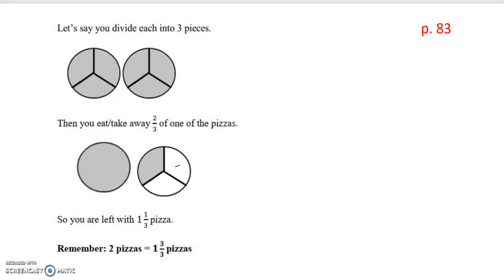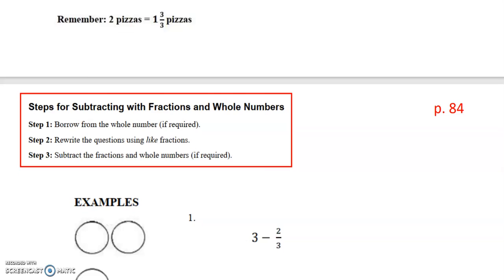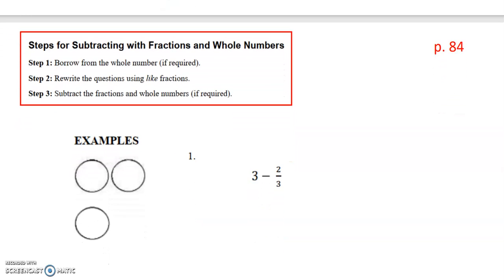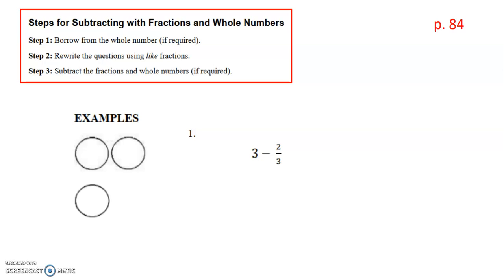So you're eating these 2 pieces. How much do you have left? You have 1 whole pizza and 1/3 left. So the visuals can help us, and then we learn how to manipulate our numbers to get there. So we have a number of steps that we need to follow when we're subtracting fractions and whole numbers. So for the first example, we've got 3 minus 2/3.